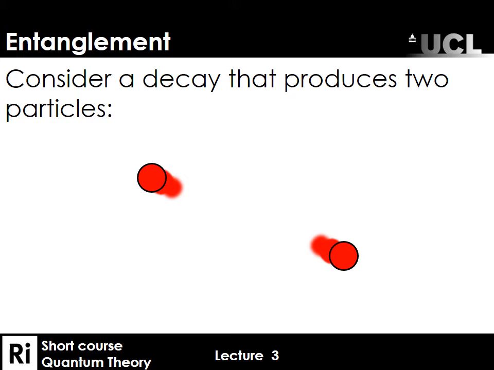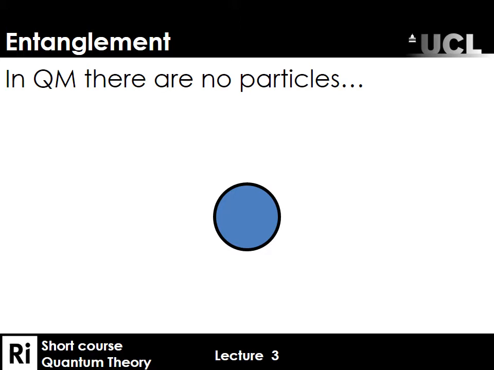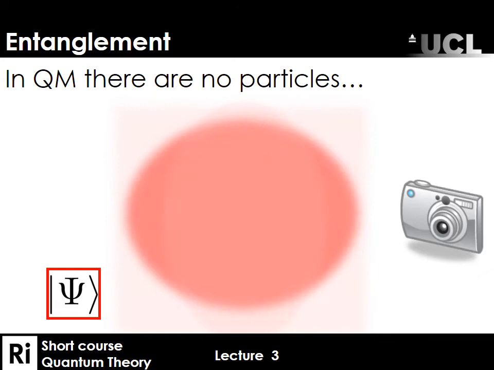By measuring something about this particle, the other particle instantly gets a property. Okay, so this is how we would have pictured it in a more quantum mechanical setting. So in quantum physics, there's no particle. There's no individual particles.